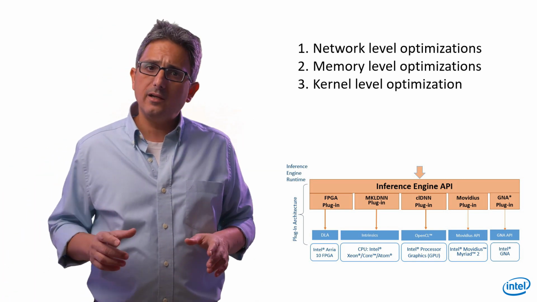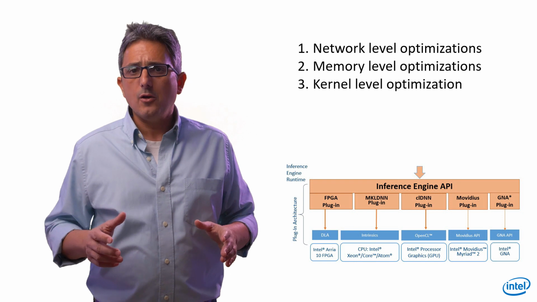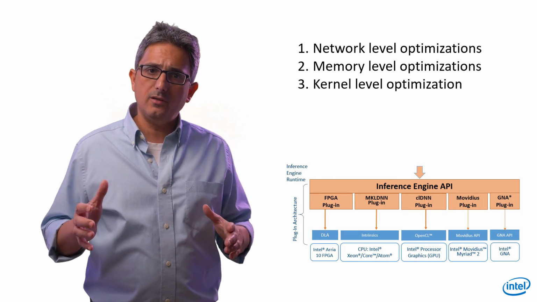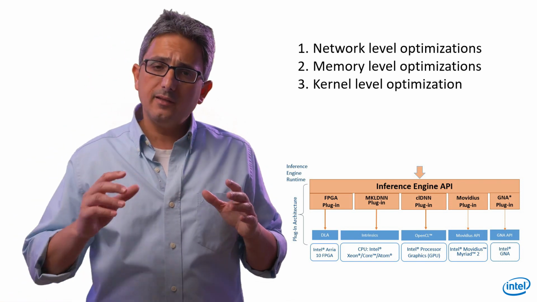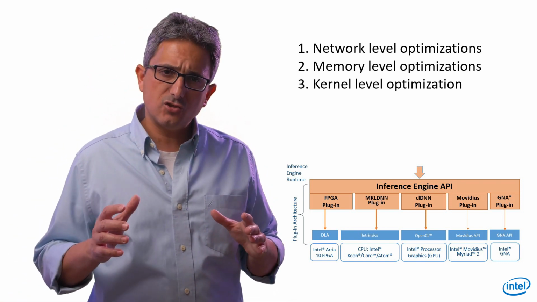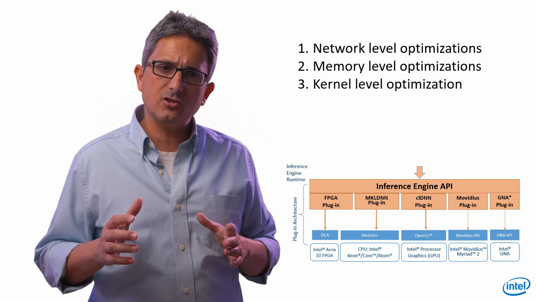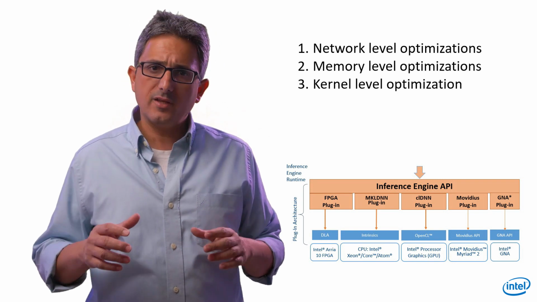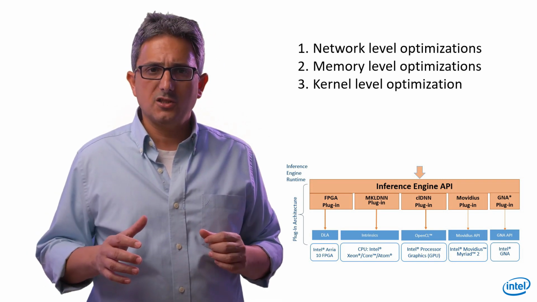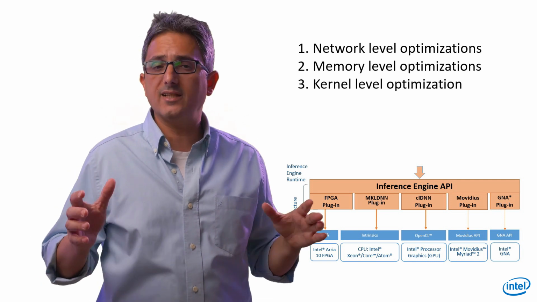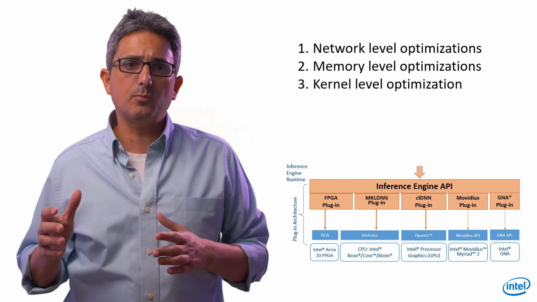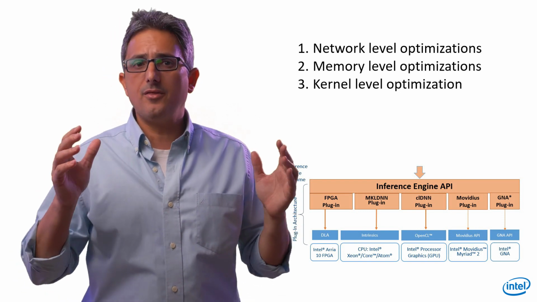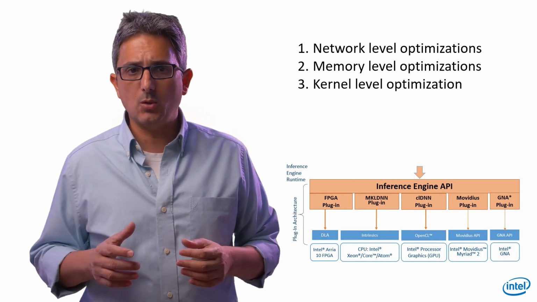Second, memory level optimization. Basically, rearrangement of the data in memory according to the specific device requirement. And third, kernel level optimization. The inference engine will choose the right implementation, which is the best for the instruction set architecture. So if your CPU can support AVX512, the implementation will utilize that. If it supports only MMX, this will be the implementation, and so on.